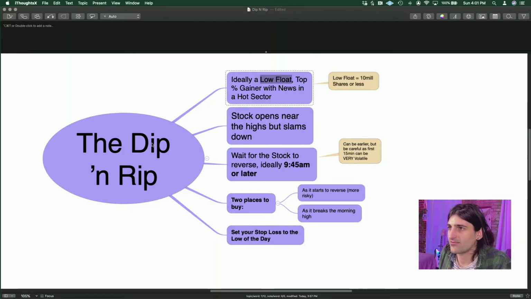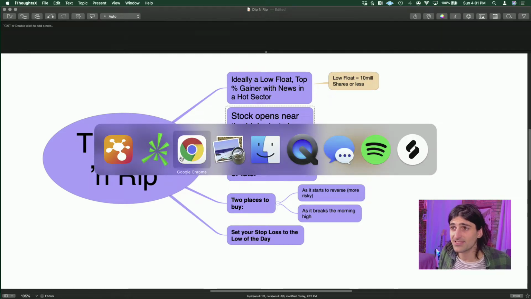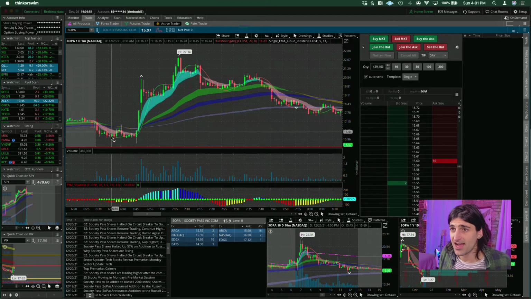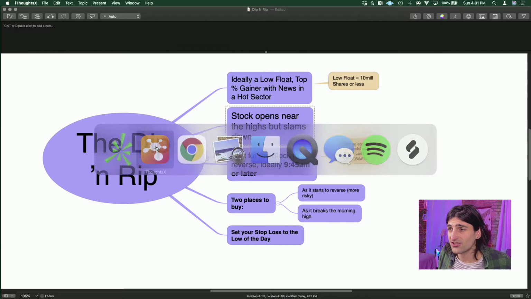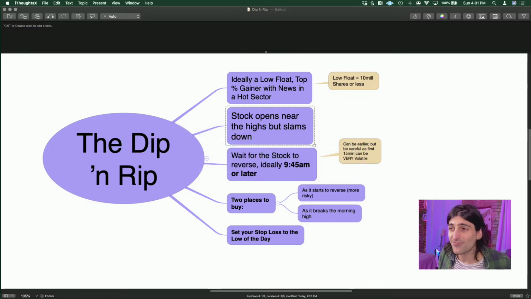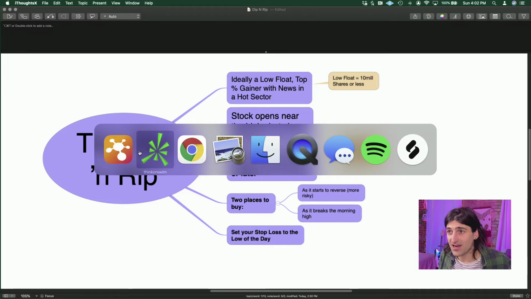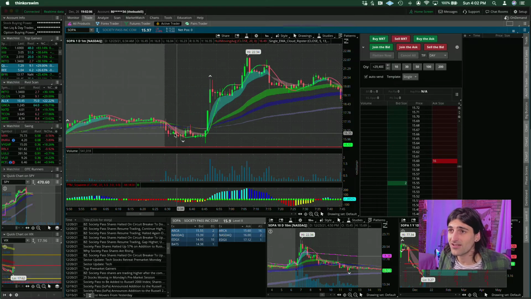When we talked about, we pretty much covered all of these. We'll go through them again real quick to summarize everything, right? The stock opens up near the highs but slams down. Opening up near the high, dips down, starts to turn around at 9:45 or later, noting that it can happen a little earlier, but we got to be careful, because if we're not careful, those first 15 minutes are volatile, right? If I tried to guess the bottom here, I would have gotten stopped out.